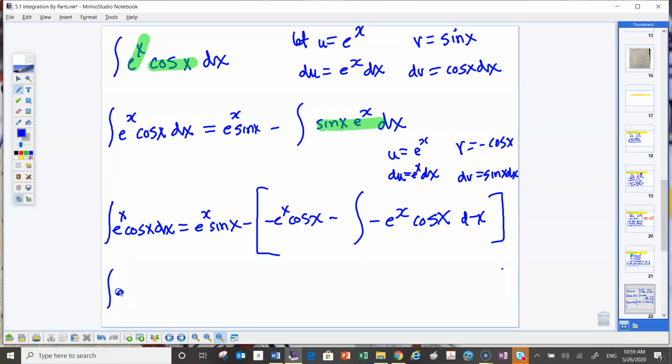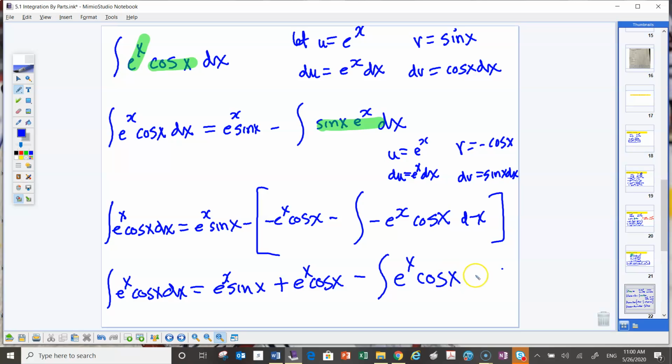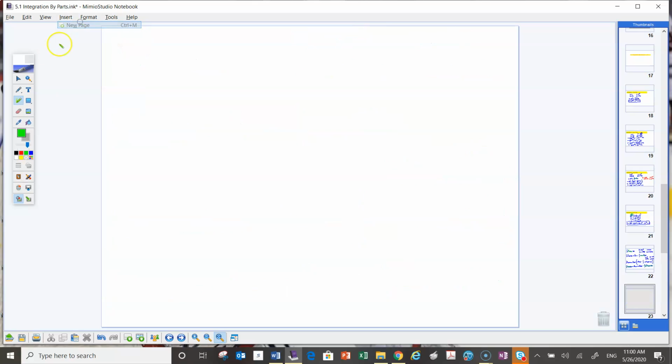So now, here's my original question again. e to the x sine x, and the double negative when I distribute becomes plus e to the x cos x. This negative can come out to be a positive, and when I distribute that, this is going to be minus the integral of e to the x cos x dx. Now, notice this is the same as my original question. So I'm going to add that over to the other side.